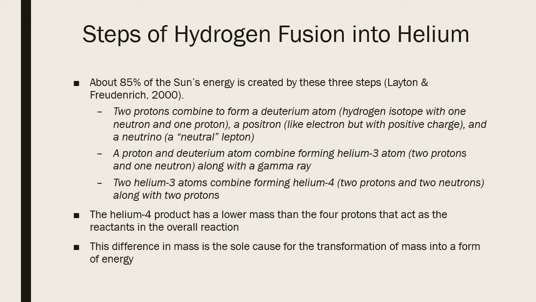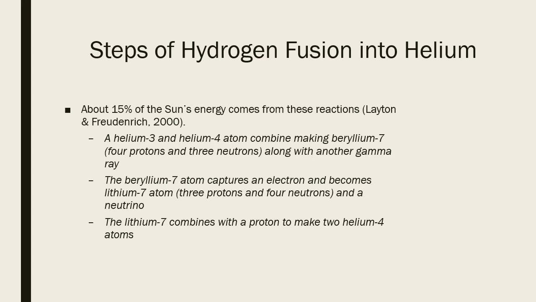A proton and deuterium atom combine to form a helium-3 atom, which contains 2 protons and 1 neutron, along with emitting a gamma ray. 2 helium-3 atoms combine to form helium-4, which contains 2 protons and 2 neutrons, along with producing 2 extra protons. The helium-4 product has a lower mass than the 4 protons that act as the reactants in the overall reaction. This difference in mass is the sole cause for the transformation of mass into a form of energy.